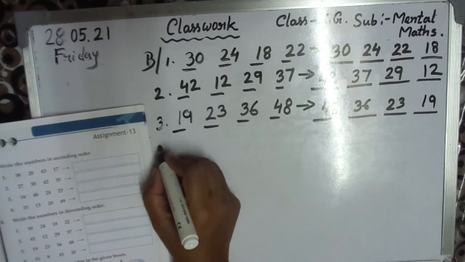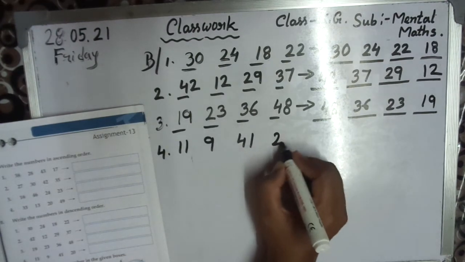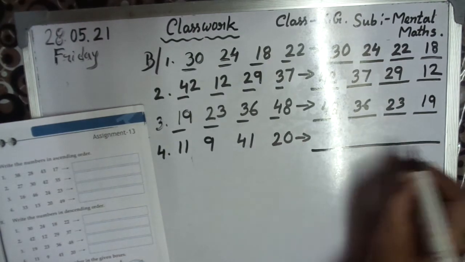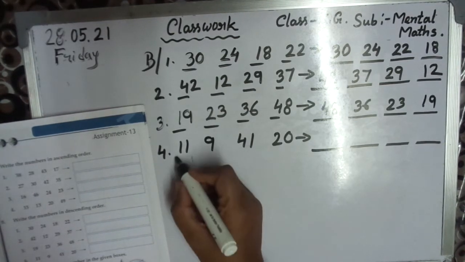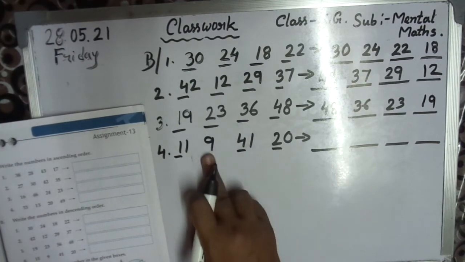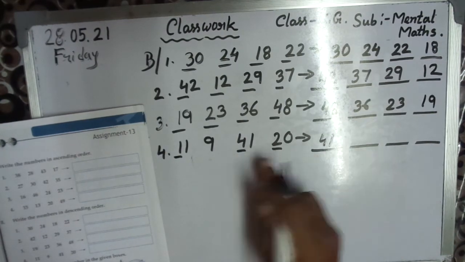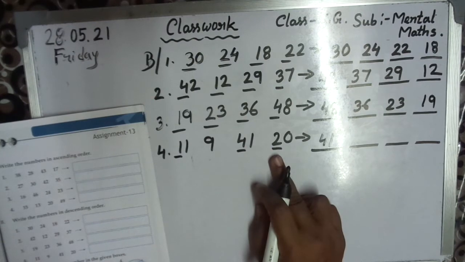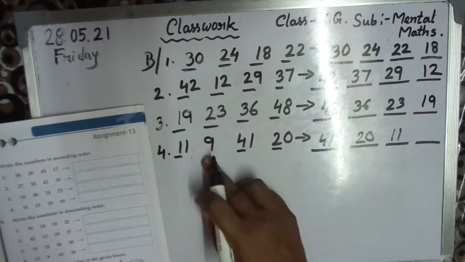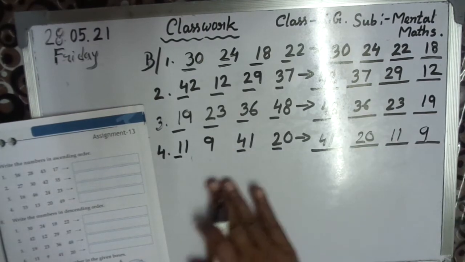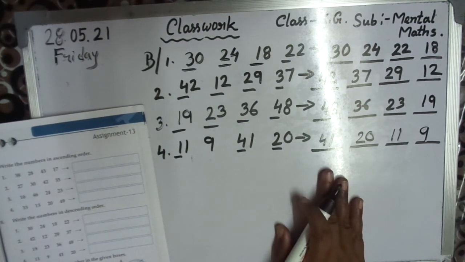Next number 4. 11, 9, 41, 20. See, 41. Tens, 1 tens. 9 is single number. Okay. So 4 is big number. So write first 41. 3 tens is not here, so 2 tens, so 20. 11 also is here, last one single number 9. It's very easy. So practice first number 1 to 50.